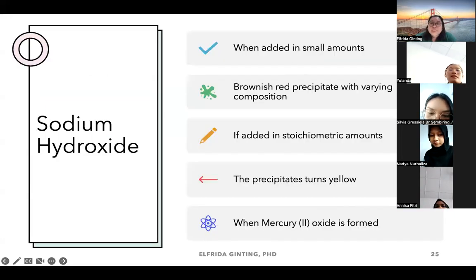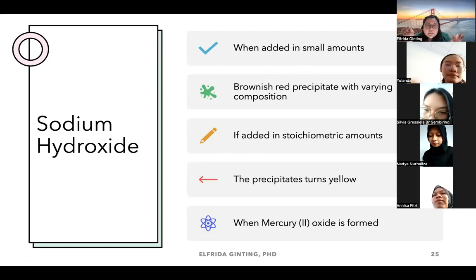Okay. Now, next, if we react mercury sulfide with sodium hydroxide, then it will form a brownish red precipitate. Now, this is if we add a small amount. If we add a stoichiometric amount, meaning we react according to the stoichiometric mole, the precipitate will turn yellow. Why does it turn yellow? Because it will form mercury 2 oxide. So the mercury 2 oxide color is yellow.